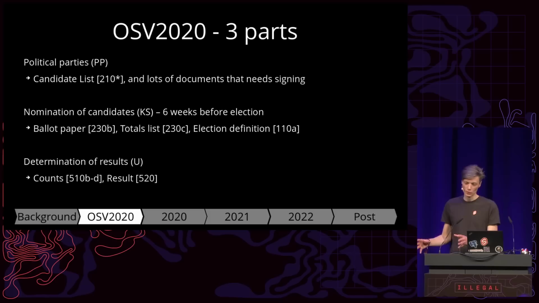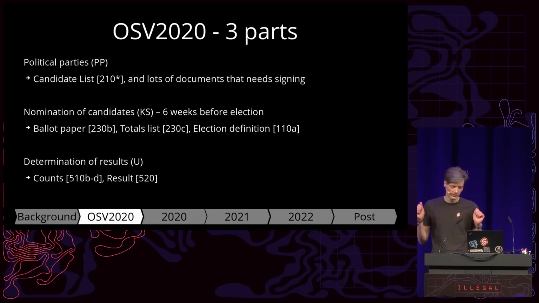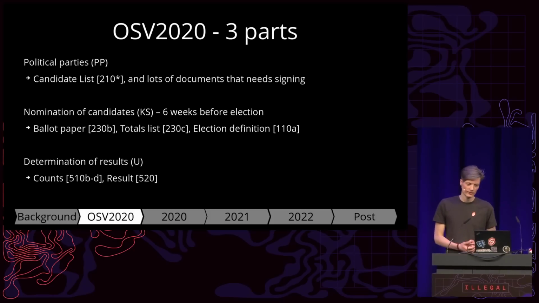Then on one magic day, the day of nomination, you go to the management body and you hand over your stack of papers. This is 6 weeks before the election. And then the election body says, well, you missed a signature, we're going to remove that candidate, or you can fix it within 2 days.